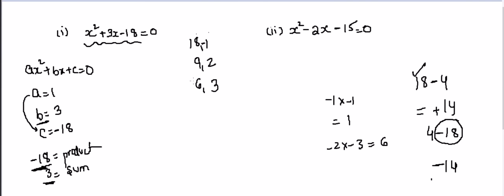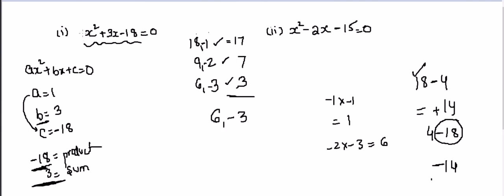So it's 18 and minus 1, 9 and minus 2, 6 and minus 3. If I multiply them together, I'll get minus 18 in all three cases, but the sum should be equal to positive 3. 18 minus 1 is 17. 9 minus 2 is 7. 6 minus 3 is 3. We want the sum 3. That means our numbers are 6 and minus 3.